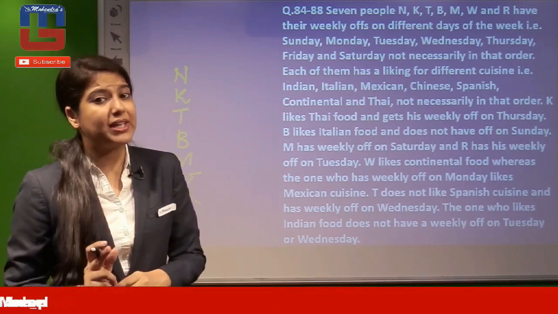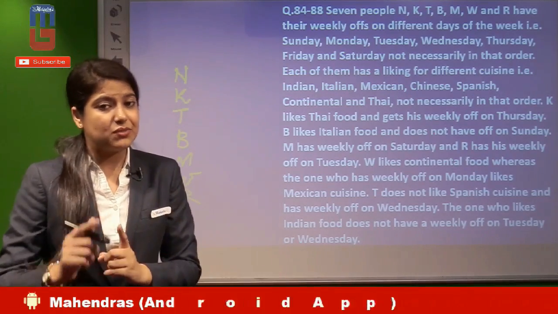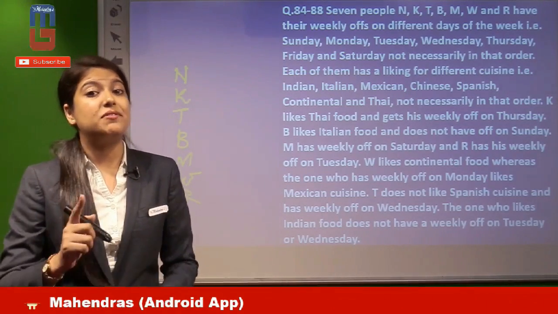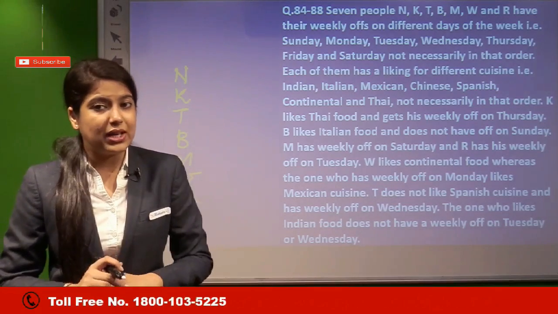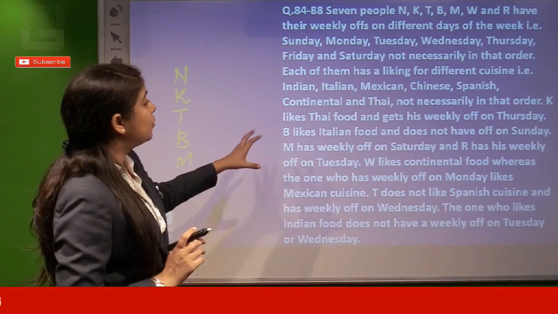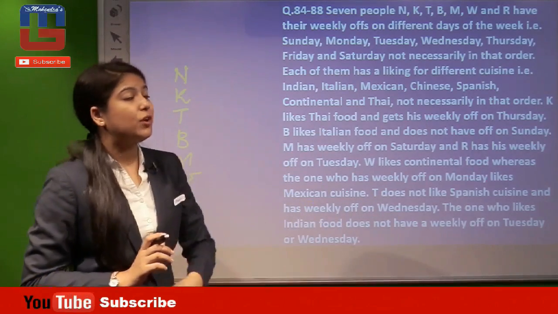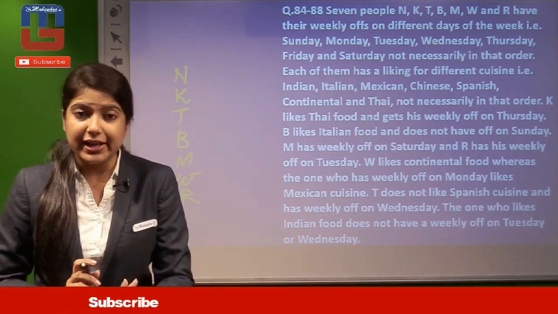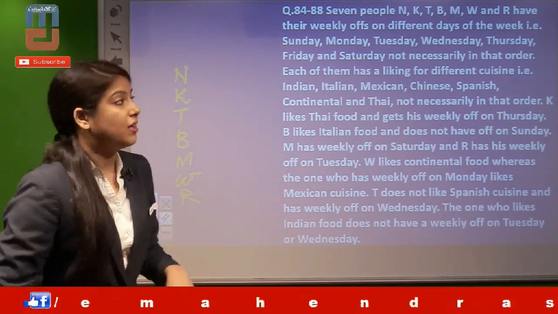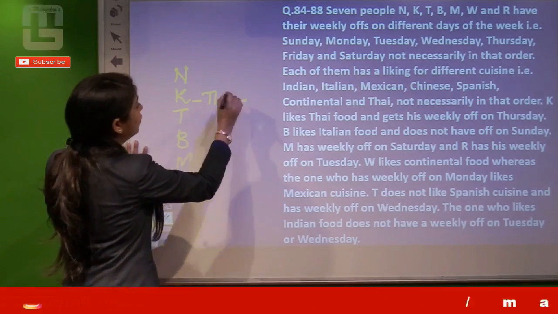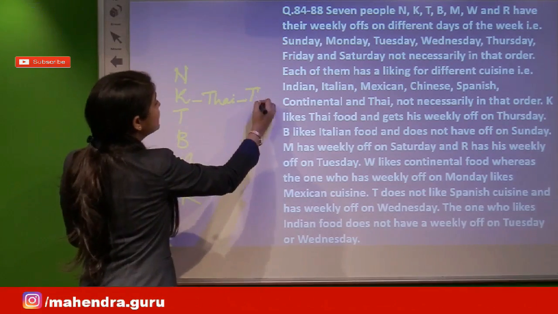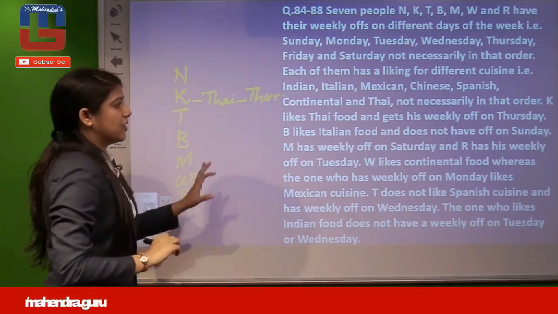Now, again you remember that direct and indirect conditions, we will be taking direct conditions first and leaving the probable arrangements for doing it afterwards. Now, let's check the conditions. K likes Thai food and gets his weekly off on Thursday. Very clear condition directly given for the character K. K likes Thai food, so we have written over here Thai food, and he gets his week off on when? Thursday, right?